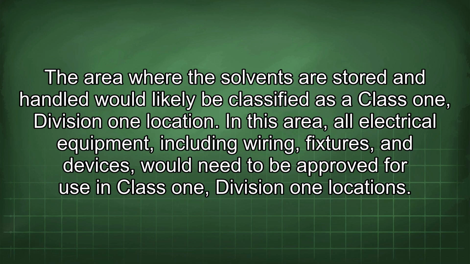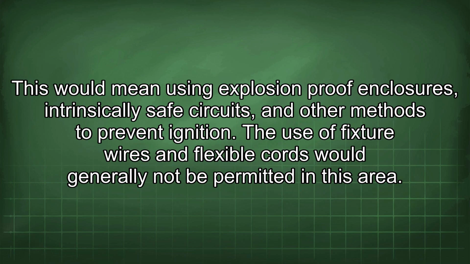In this area, all electrical equipment, including wiring, fixtures, and devices, would need to be approved for use in Class 1, Division 1 locations. This would mean using explosion-proof enclosures, intrinsically safe circuits, and other methods to prevent ignition. The use of fixture wires and flexible cords would generally not be permitted in this area.